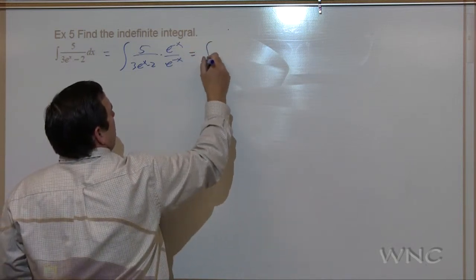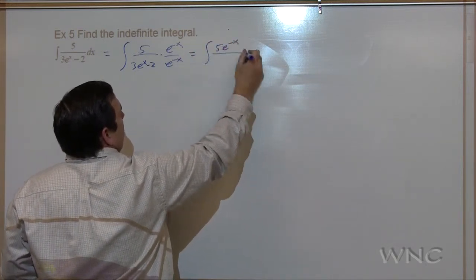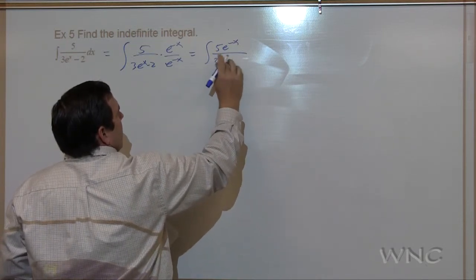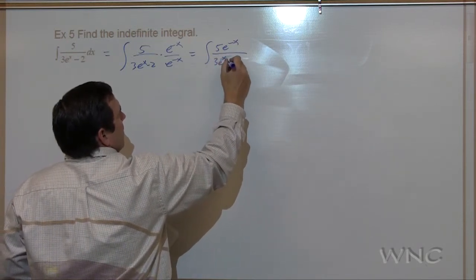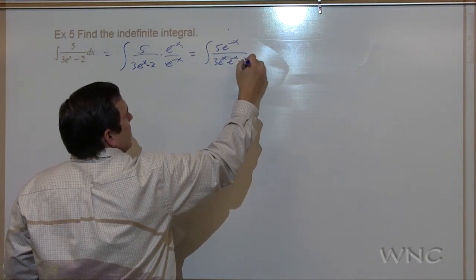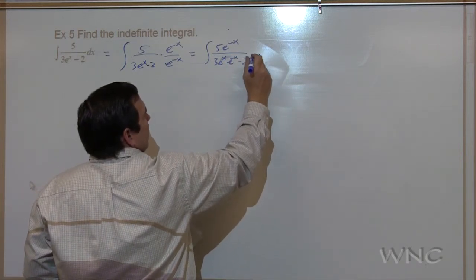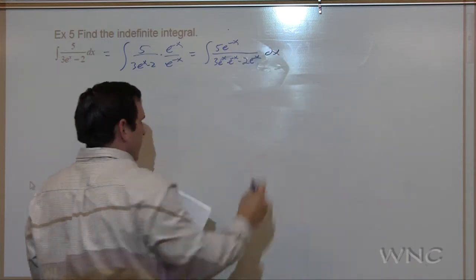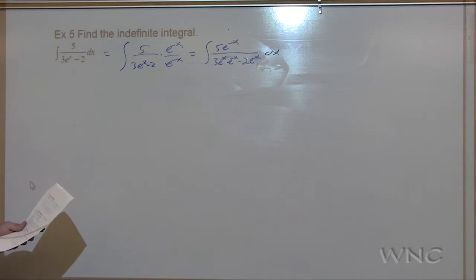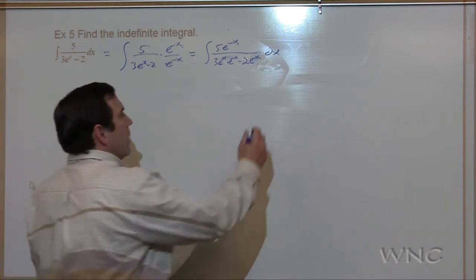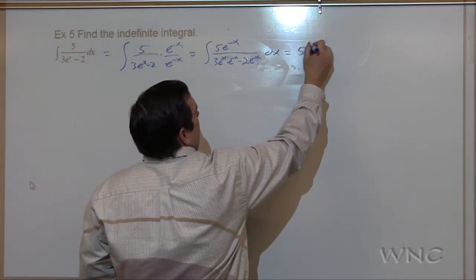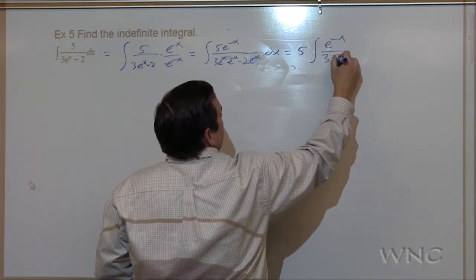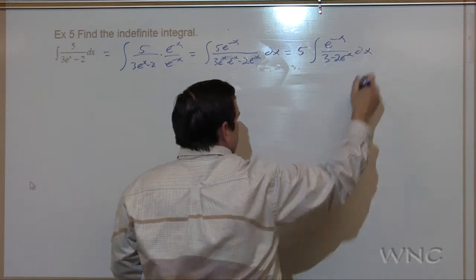This will be the integral of 5 e to the negative x over 3 e to the x times e to the negative x, minus 2 e to the negative x, dx. And you can pull the 5 out. 5 times the integral of e to the negative x over 3 minus 2e to the negative x dx.